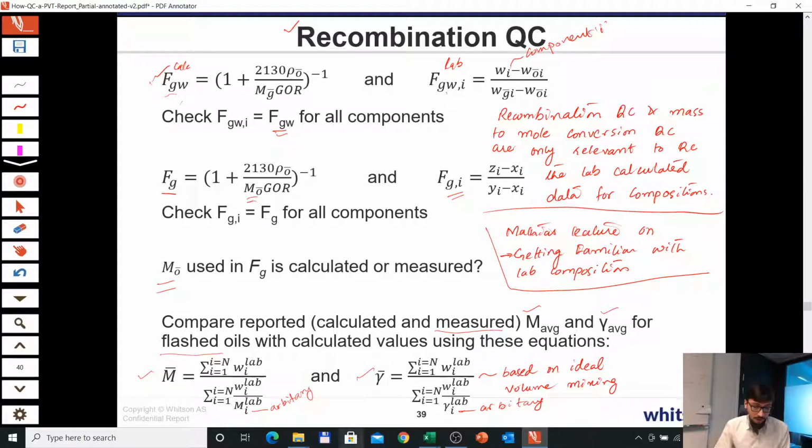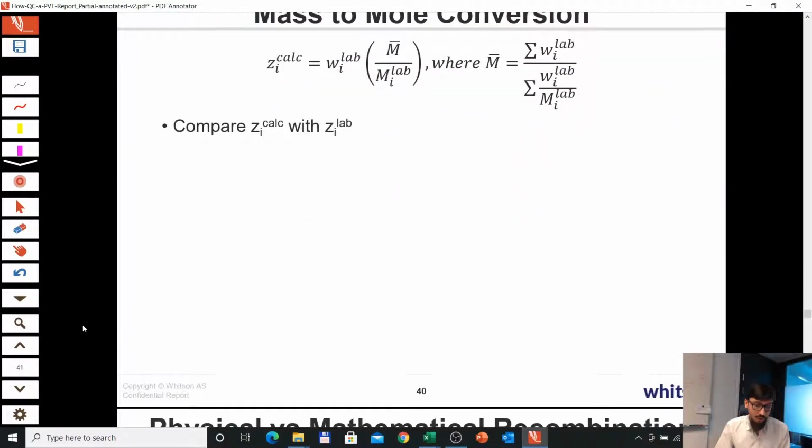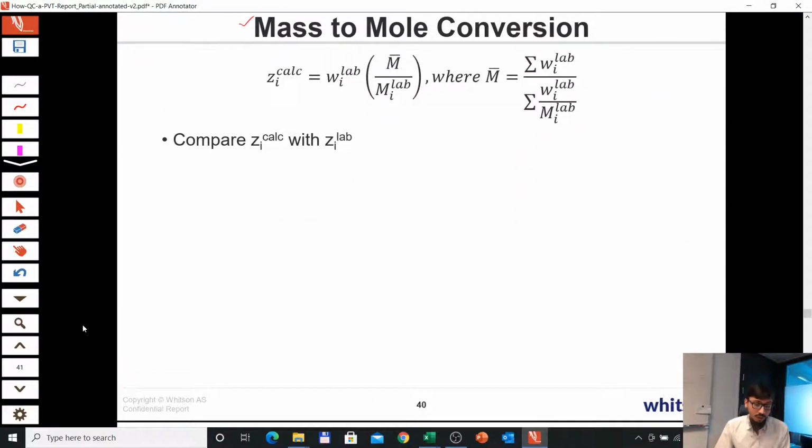Okay, and then on the next slide we have this mass to mole conversion. That's something Matthias also discussed: the lab measures the mass fractions, especially for flashed oils, and then calculates the mole fractions based on the component molecular weight and the average molecular weight, which we have already discussed how you can calculate. You can always compare the calculated value with the lab reported value, which should be exactly identical if the lab has used the same procedure.